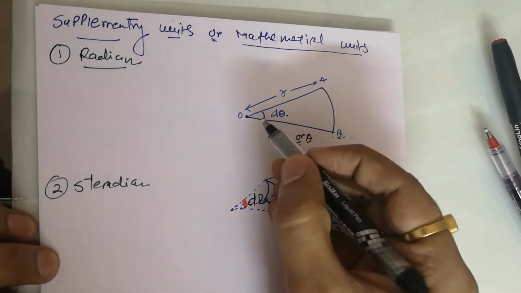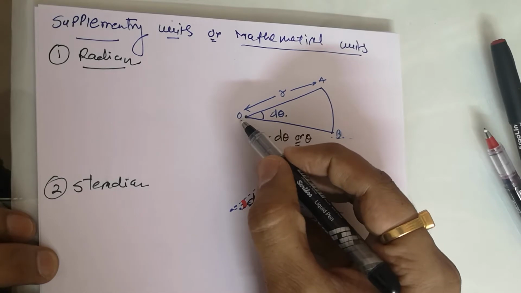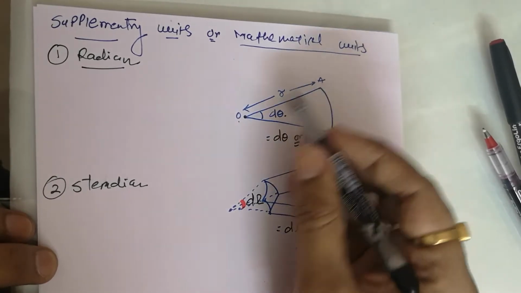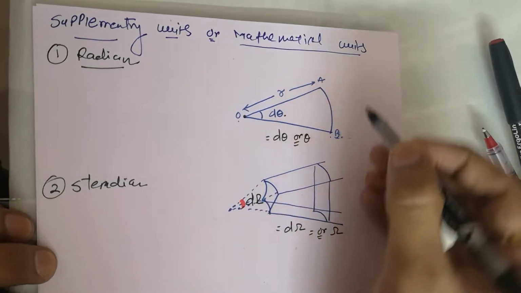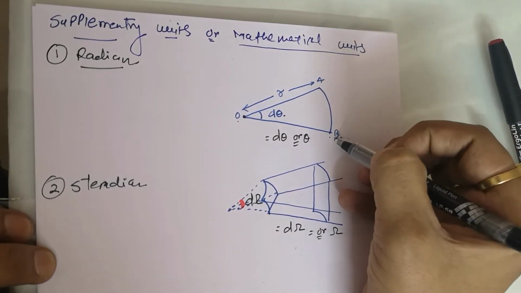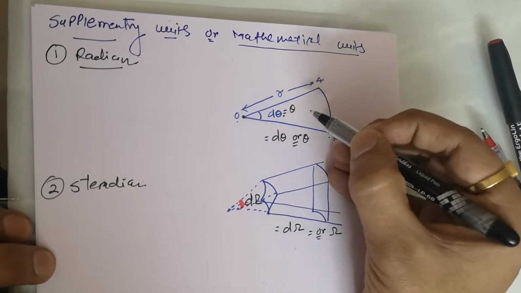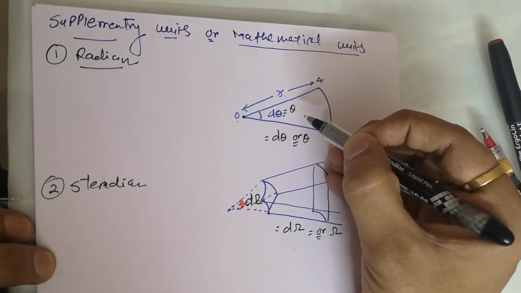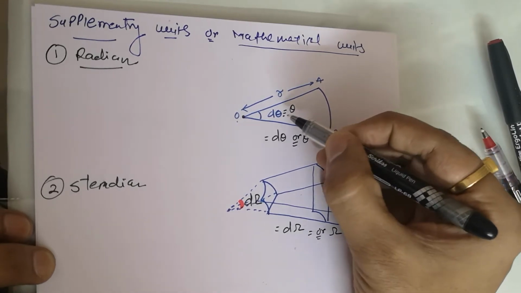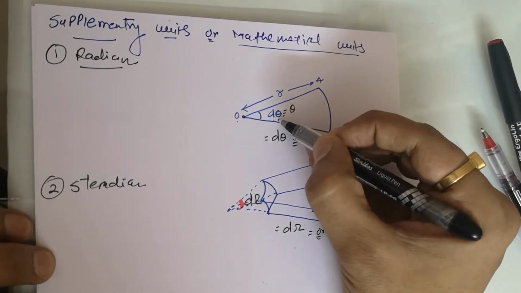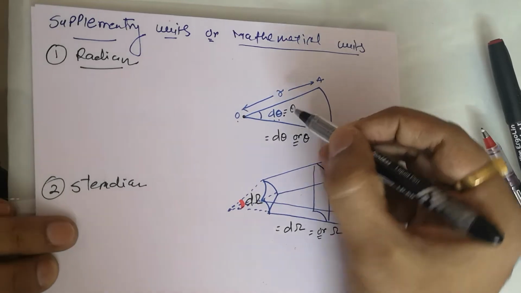First of all, let's say I'm drawing one semicircle or one quarter of a circle. I have a radius, called OA or OB, and this one is my arc AB. I have placed my angle d theta. Instead of that, you can place theta, because after some clips you will learn differentiation, and at that time you will be aware of this angle d theta or theta.